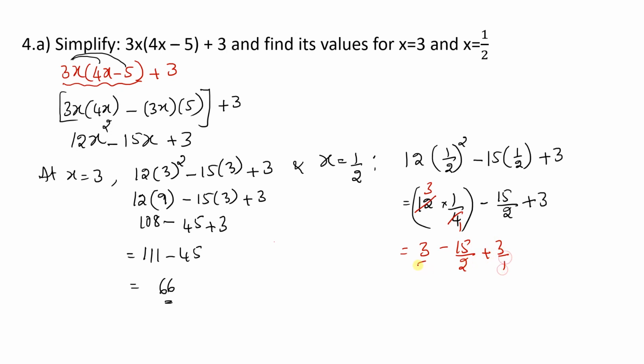You need to take the LCM here. It is 2. 2 is the LCM. Now 2, 1, 2s are 2. 2 by 1 is 2. 2 into 3 is 6.